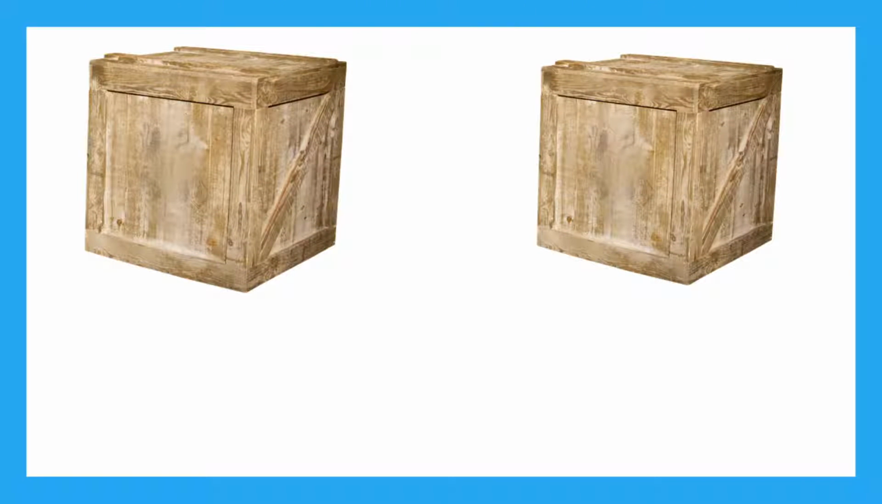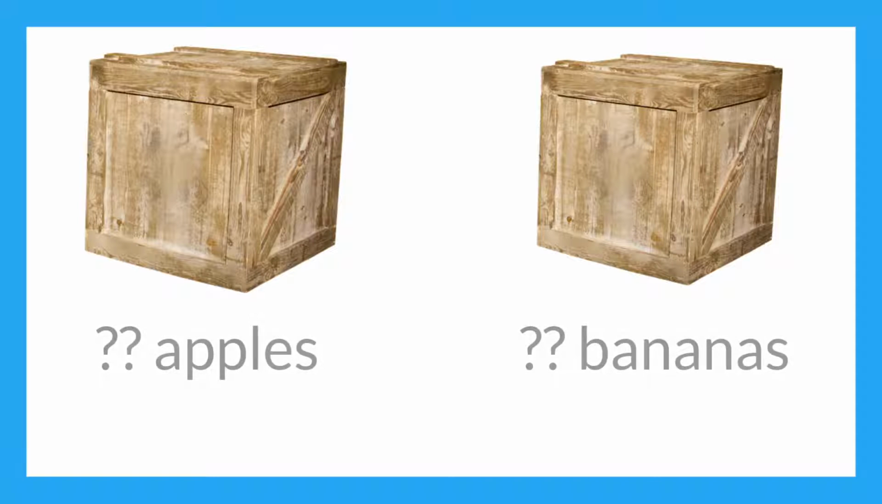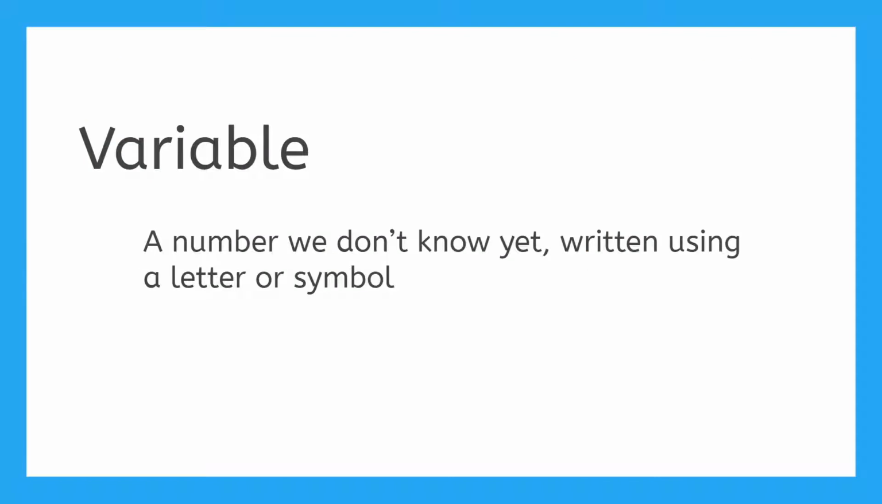But what if our apples and bananas are in sealed crates at the warehouse? Then how do we count the apples and bananas if we don't know how many are in the crates? Our supplier has assured us that each apple crate contains the same amount of apples and each banana crate contains the same amount of bananas, but we don't know how many the crates actually hold. So instead of using a definitive number, we use a letter in its place. We call this letter a variable, and it simply means a number that we don't know yet.